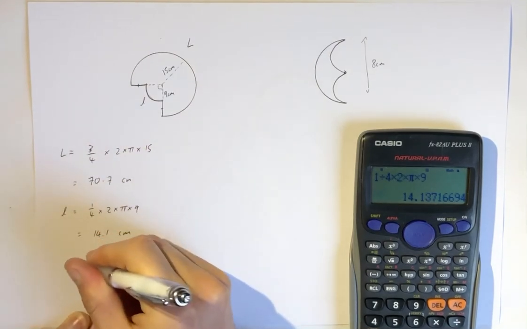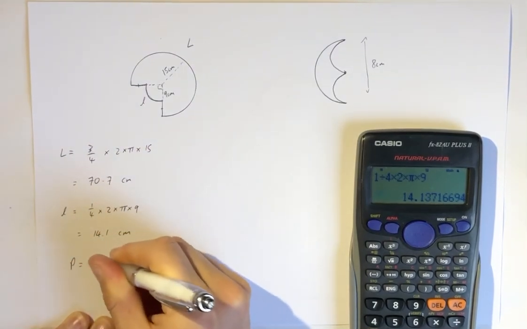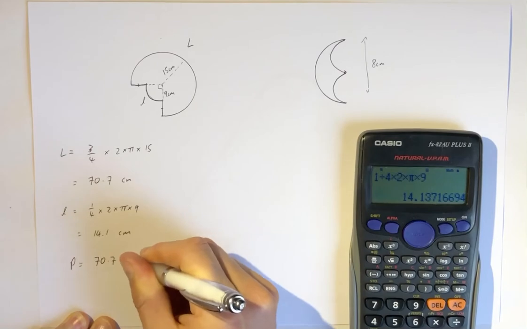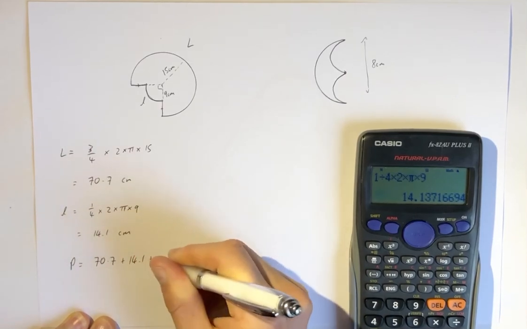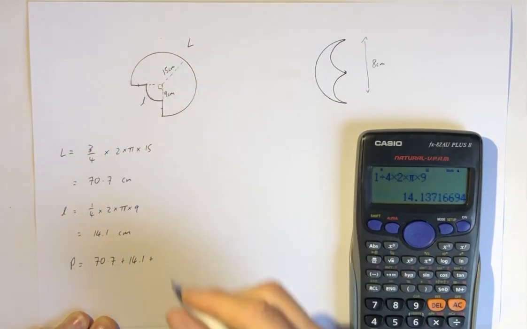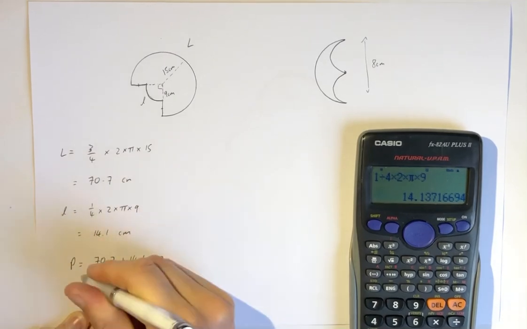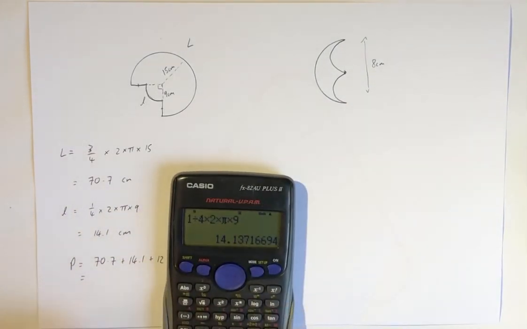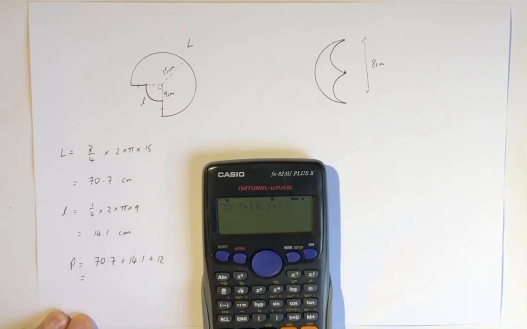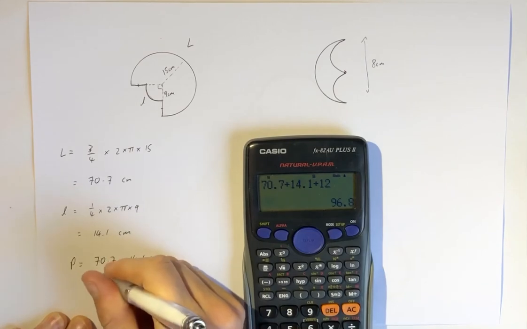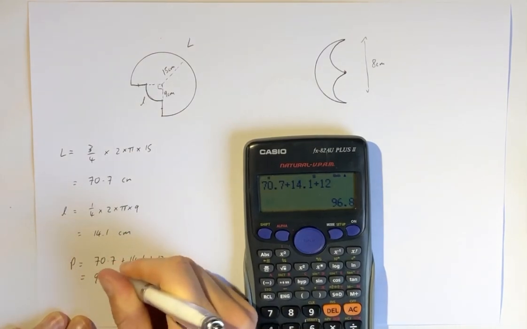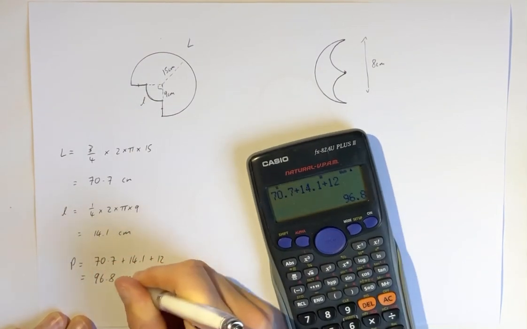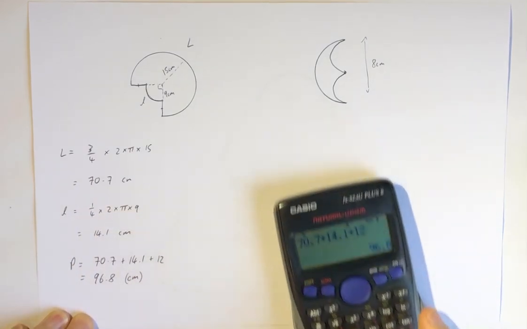So our perimeter is 70.7 plus 14.1 plus 2 lots of 6, there's 2 of them there, 12, and I'm going to use a calculator for that one. 70.7 plus 14.1 plus 12, and that gives us 96.8, and the units are centimeters.